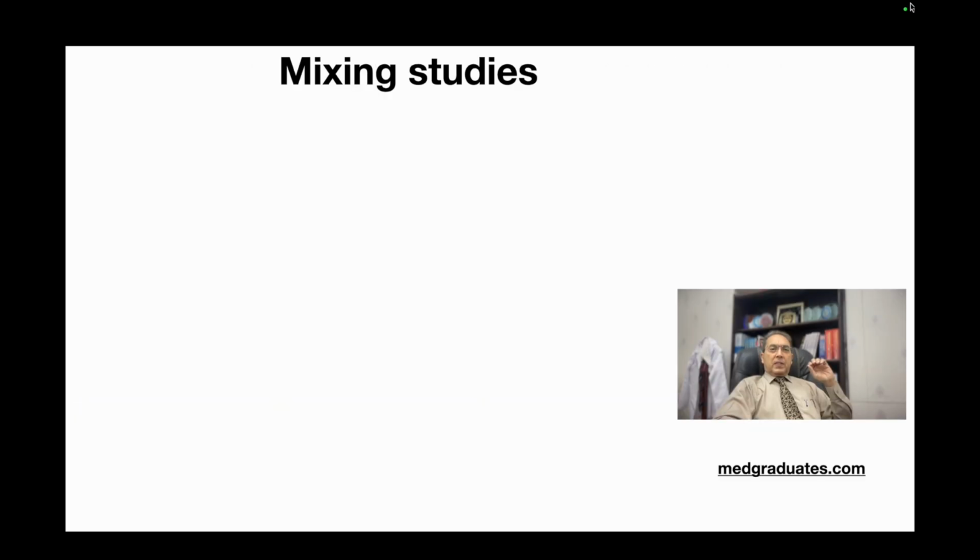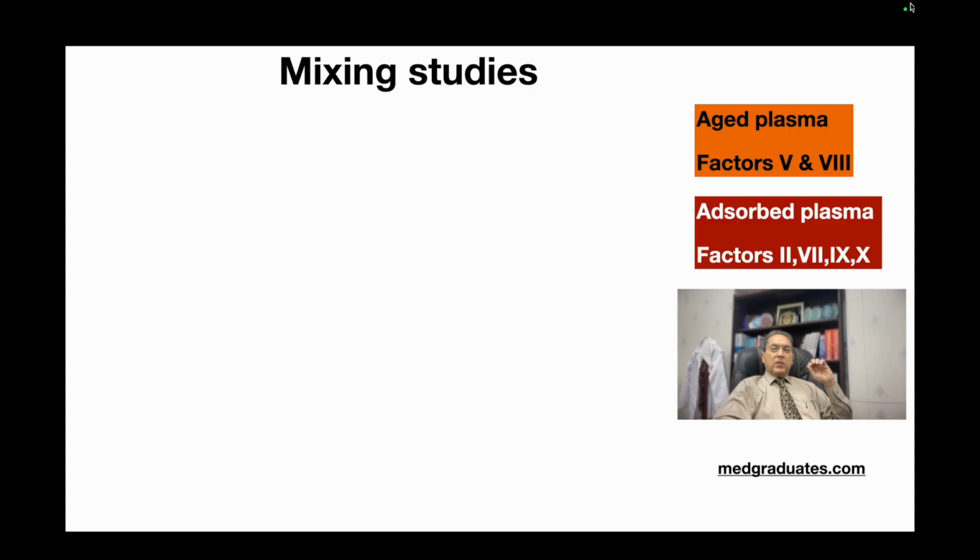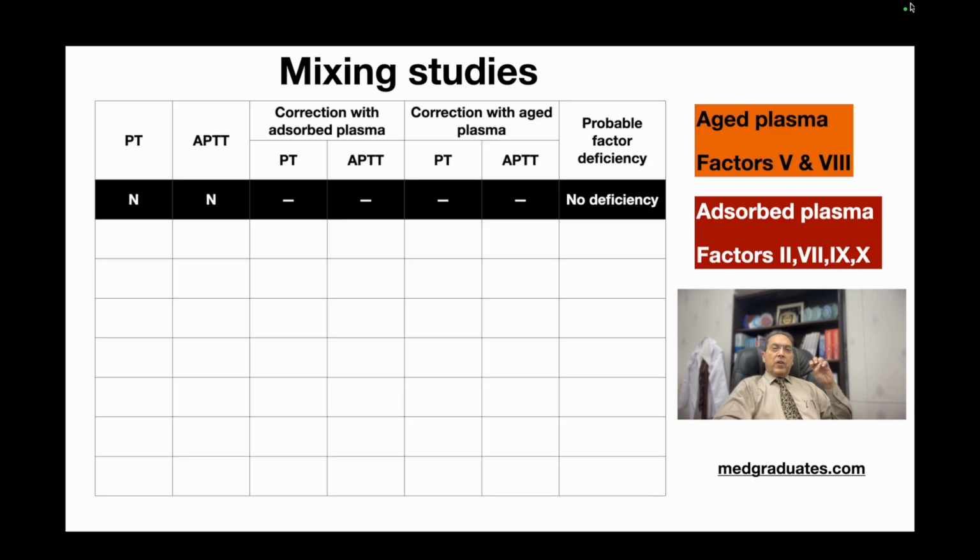And now we do the mixing studies. What are mixing studies? We mix aged plasma or adsorbed plasma with the patient's plasma and see what happens. Aged plasma lacks factor 5 and factor 8, while adsorbed plasma lacks factor 2, factor 7, factor 9, and 10. The adsorbing agent usually is barium sulfate. Now we see what happens when we mix these.